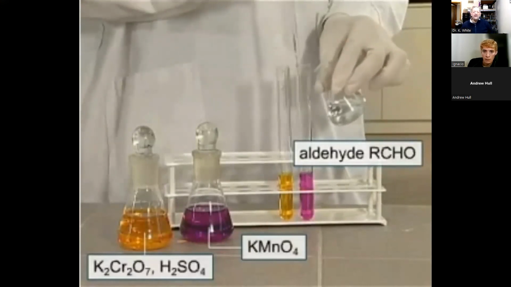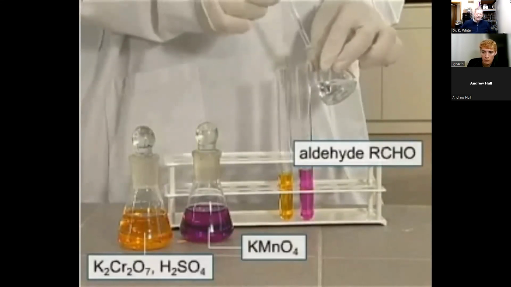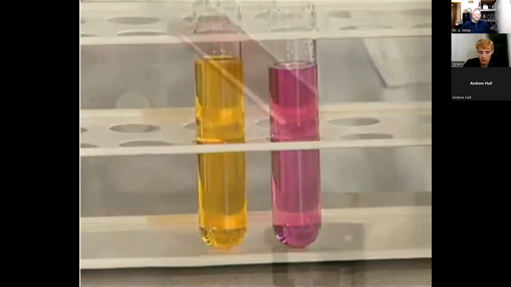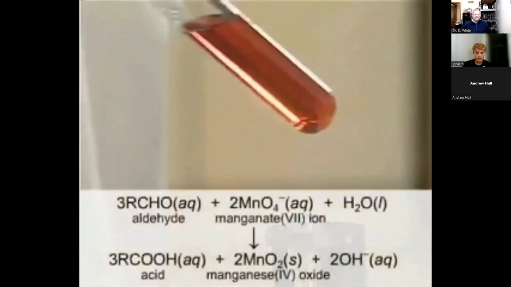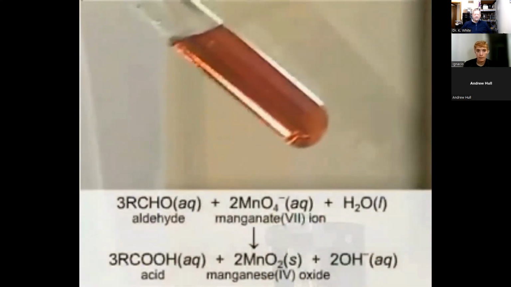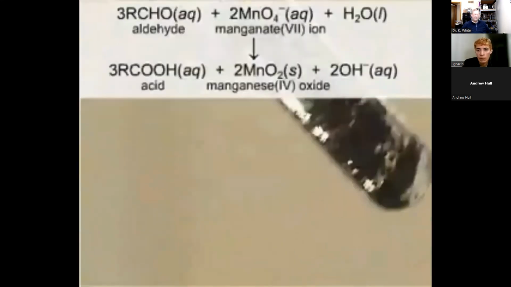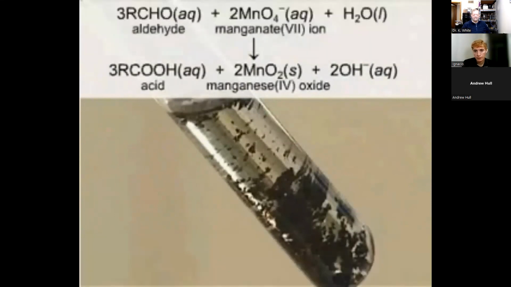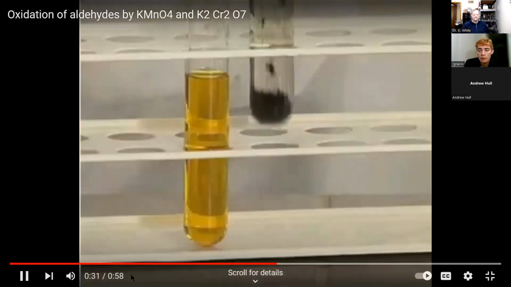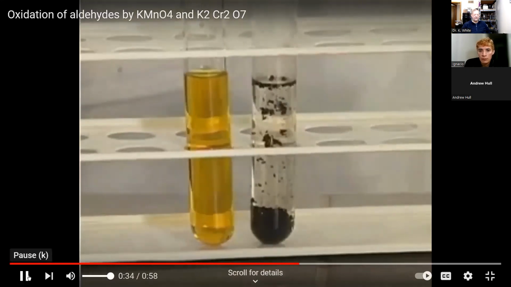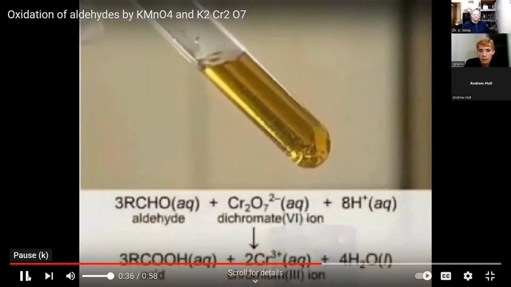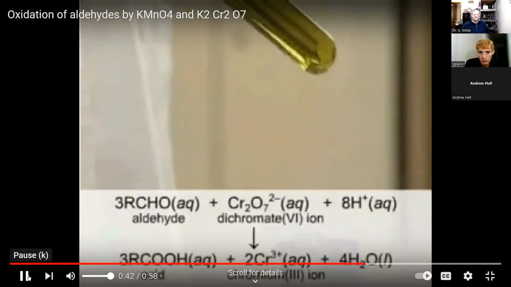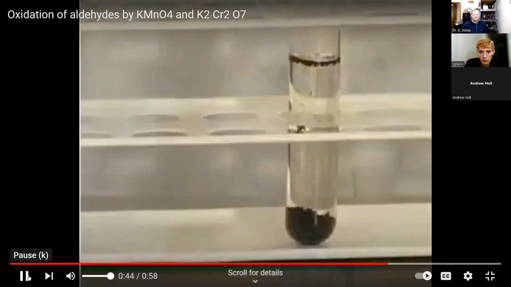The purple is manganese dioxide. Aldehydes are oxidized by potassium manganate 7 to the corresponding acids. As the reaction proceeds, the purple color of manganate 7 ions fades away and a dark brown precipitate of manganese 4 oxide is formed. Aldehydes are also oxidized by potassium dichromate 6 in acidic solution. The orange color of the dichromate 6 ions changes to green.